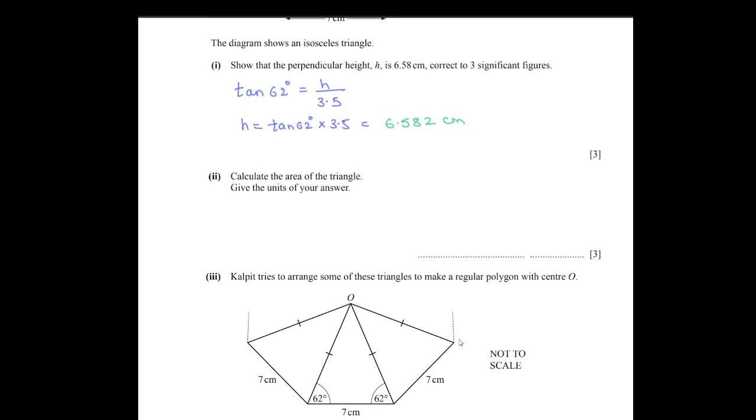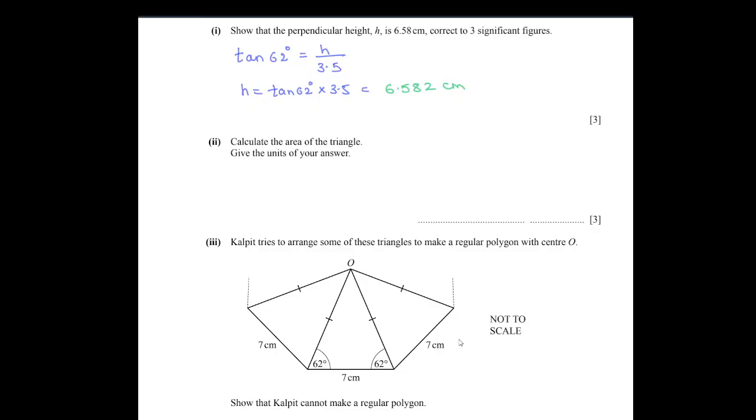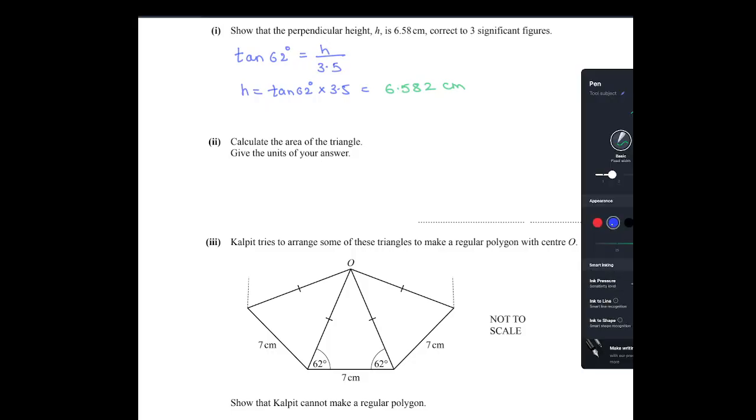Question number 2. Calculate the area of the triangle. Give the units of your answer. Now we need to find, we got the height. We need to find the area. Area is equal to half into base into height.